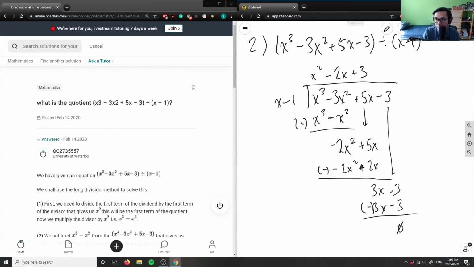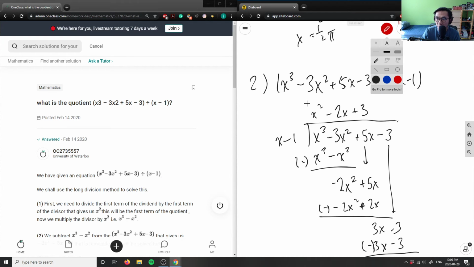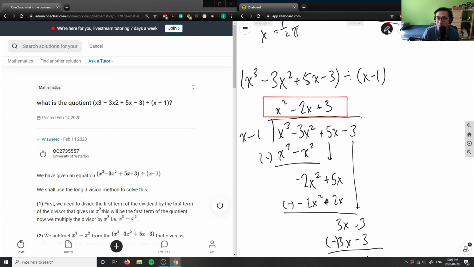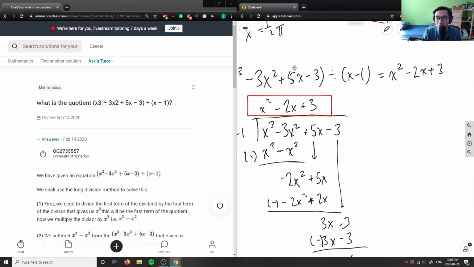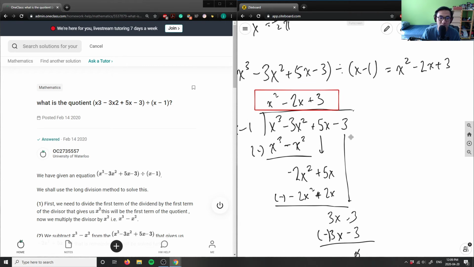So here, the quotient for this problem, the answer to this problem is this here. Oh, sorry. Let's make a box here. It's x squared minus 2x plus 3. So you can rewrite this solution as x squared minus 2x plus 3. What you could do to verify this answer is use the distributive property and multiply these two together to get our original question. But here is my answer, x squared minus 2x plus 3.